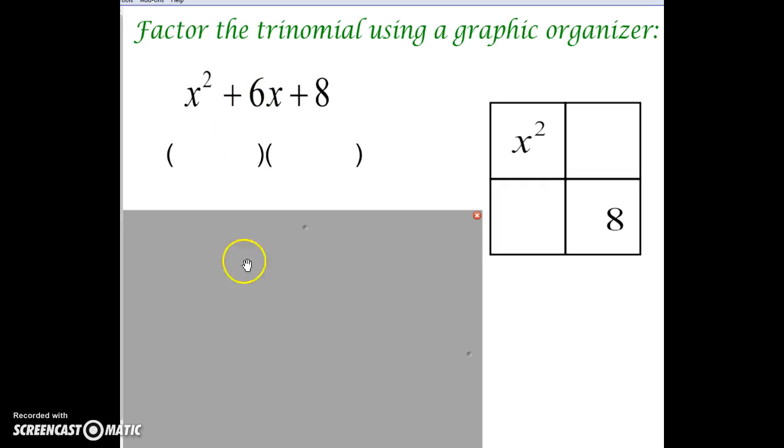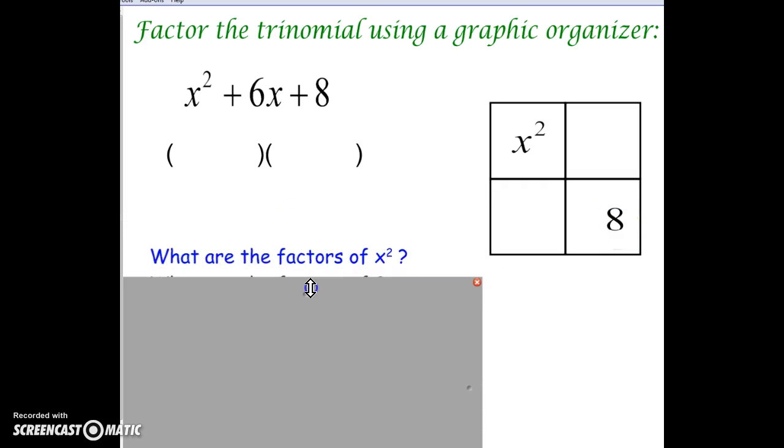But we start with what we do know, which is that I have an x squared here and an 8 here. So then you think about the factors of x squared. Well, there's only one choice. This has to be an x, and this has to be an x. So it's kind of like a puzzle. Those are my factors of x squared, they have to be x's.